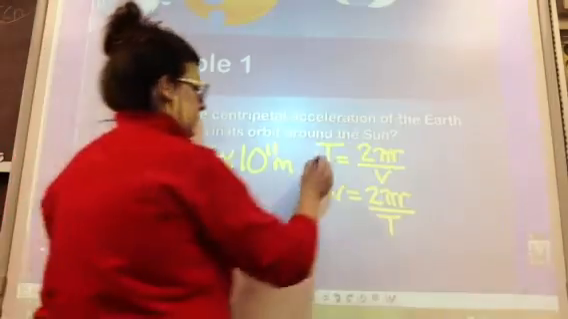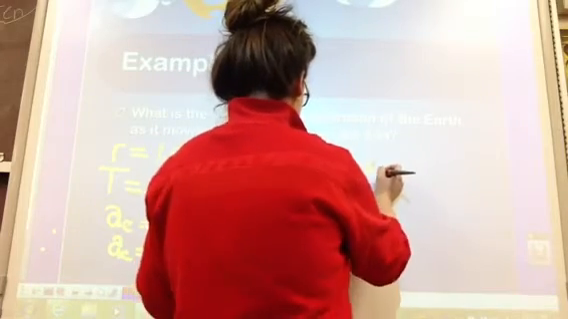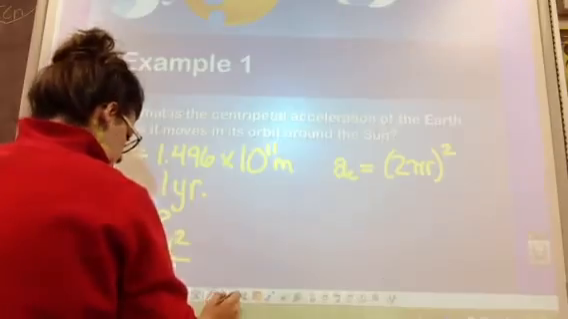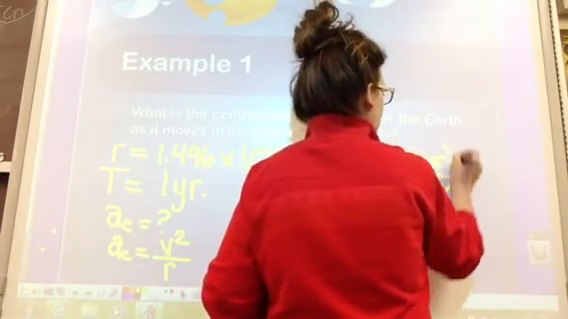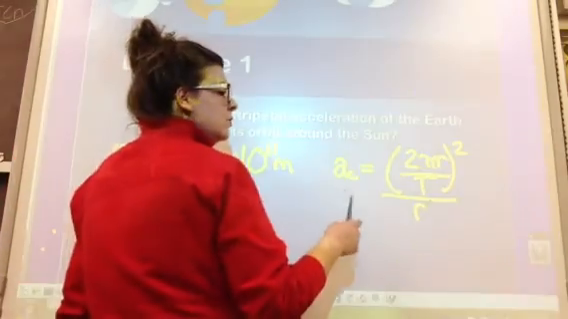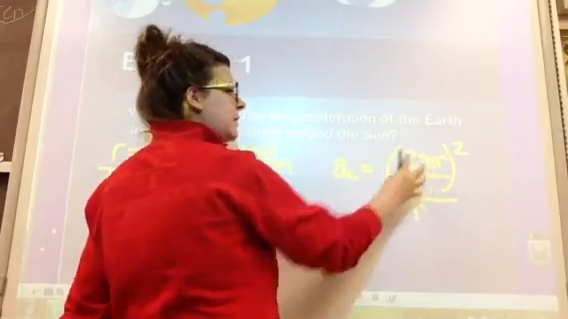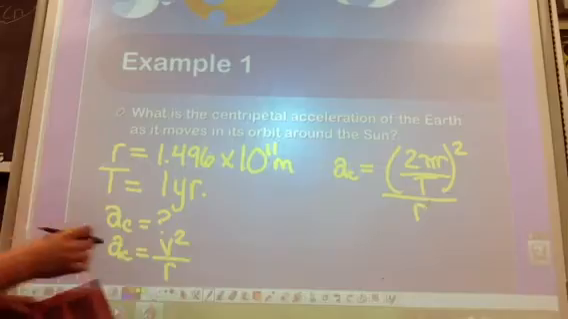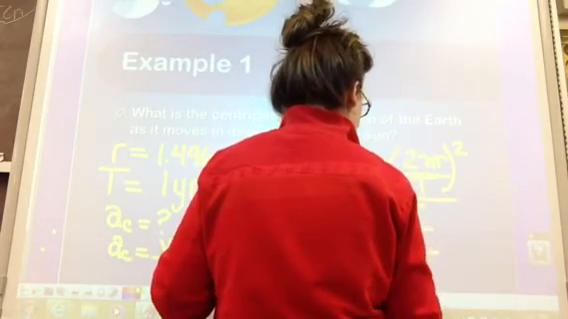So let's do that. My centripetal acceleration is equal to 2 pi r over T, that whole entity squared, divided by r. Again, I knew that period was equal to 2 pi r over v, so I rearranged it to get v equal to 2 pi r over the period, and plugged that in for v. That whole entity is squared, and then I still have divided by r. If I simplify that, centripetal acceleration is equal to 4 pi squared r over the period squared.